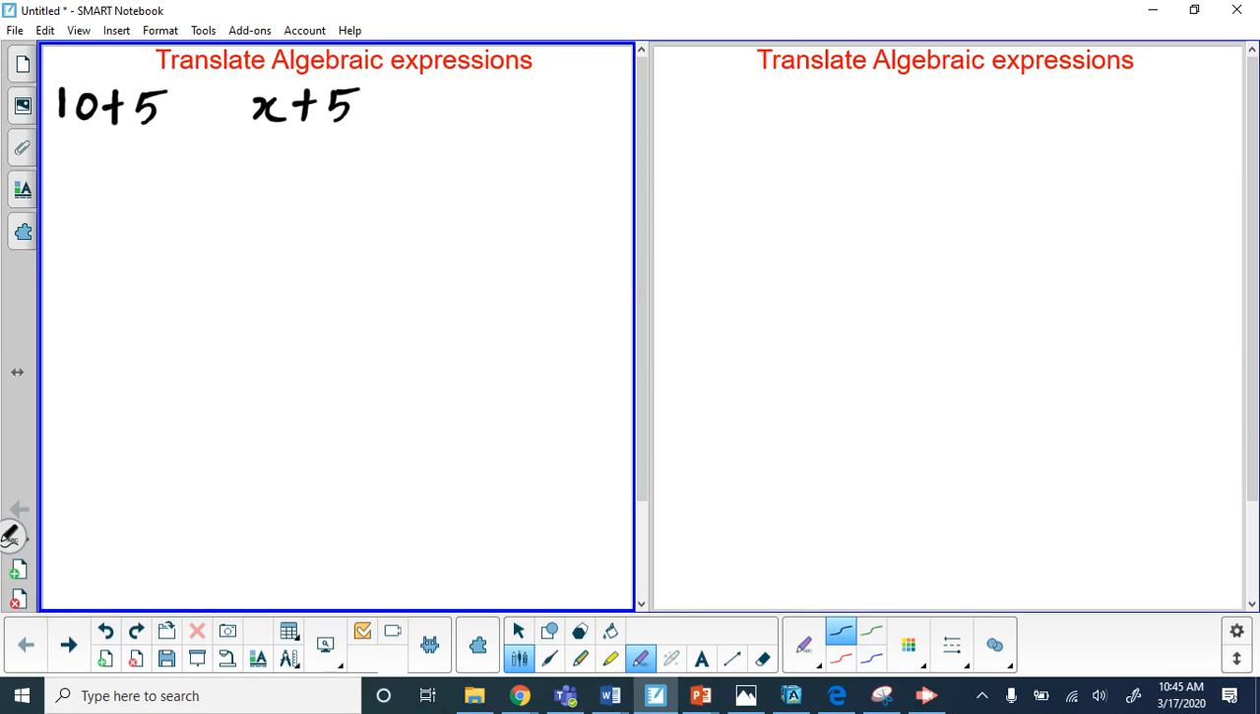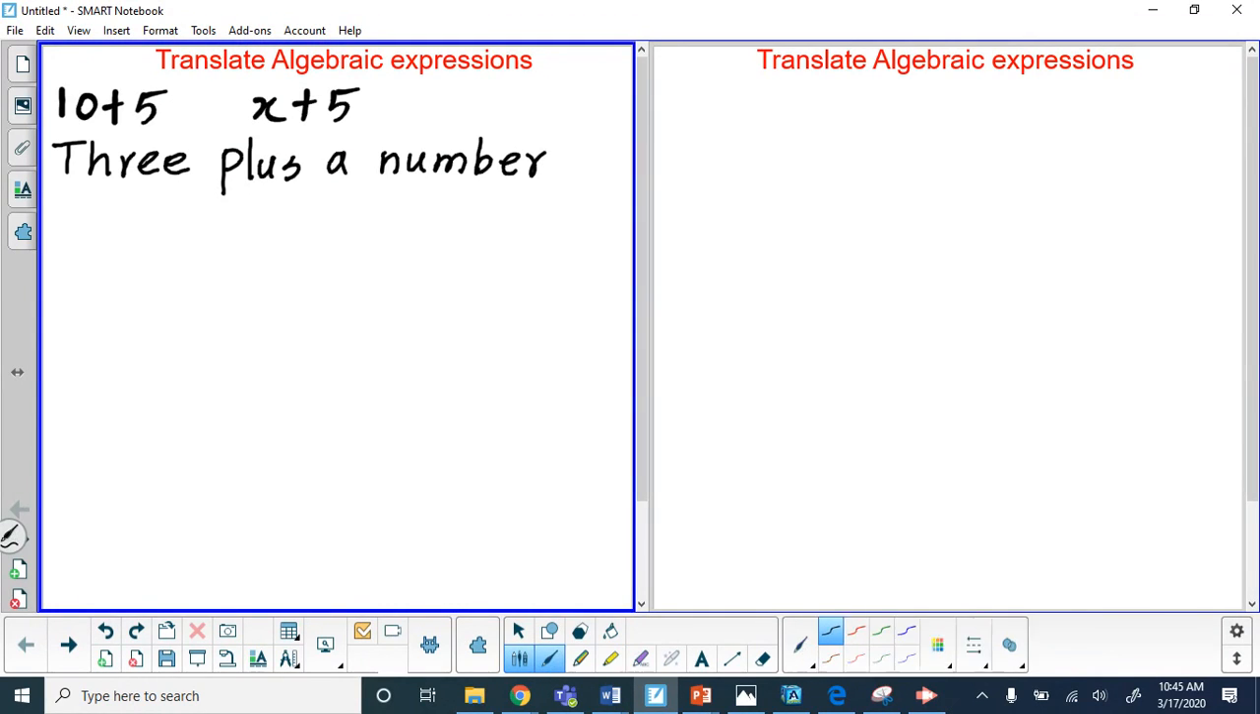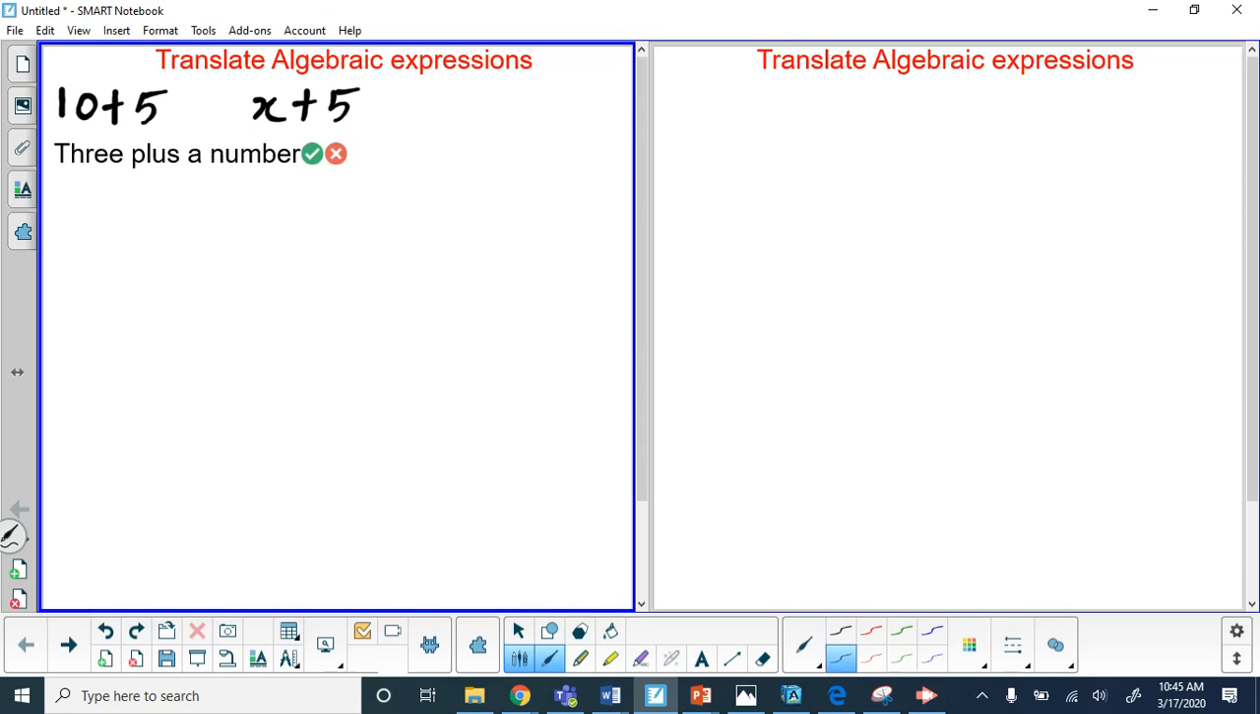3 plus a number. Now 3 plus a number can be translated to 3 plus a variable. You can use any variable. It's 3 plus p. Also, this algebraic term can be described in different ways verbally. Right? Think about it. How differently can this be described verbally?